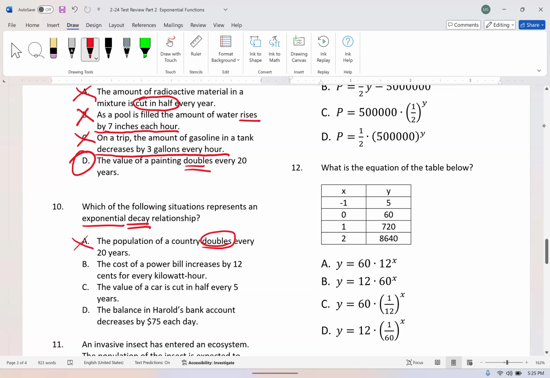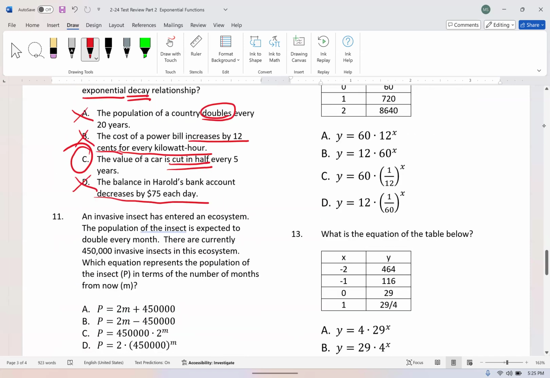B, the cost of the power bill increases by 12 cents for every kilowatt hour. That's a linear relationship. It's going up, but it's linear if it's going up by the same amount every time. C, the value of the car is cut in half. There you go, right there. Cut in half. That is a decay problem. Okay, and then D is not correct because it decreases by the same amount. That's a linear problem.